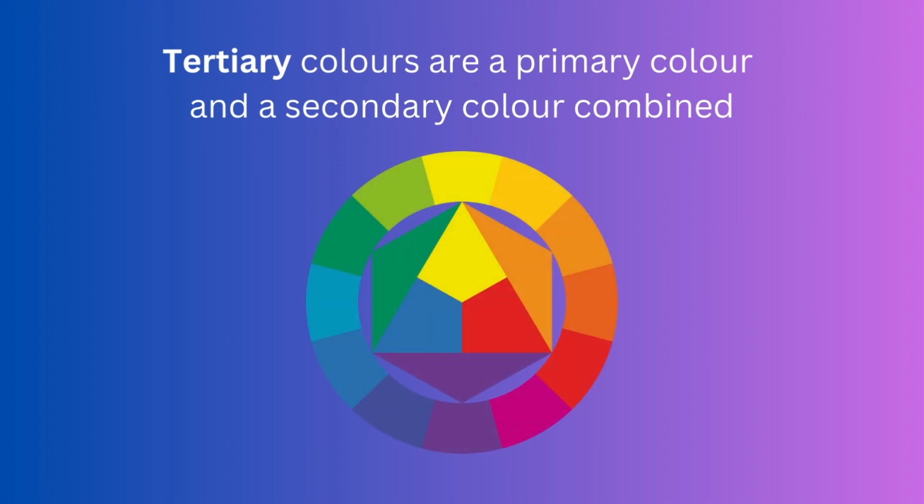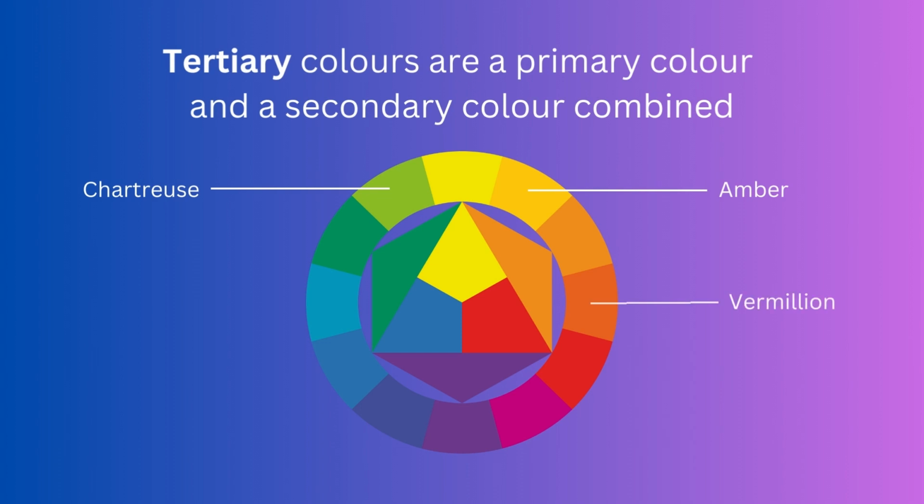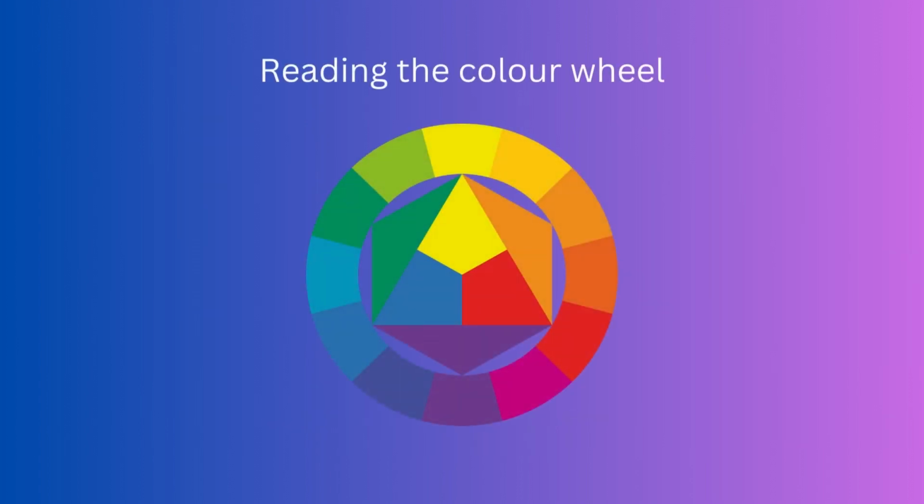Let's look at our color wheel again. We have chartreuse, amber, vermilion, magenta, violet, and teal. So how do you read the color wheel? In the center you have your primary colors. Beside the primary colors, you have the secondary colors.